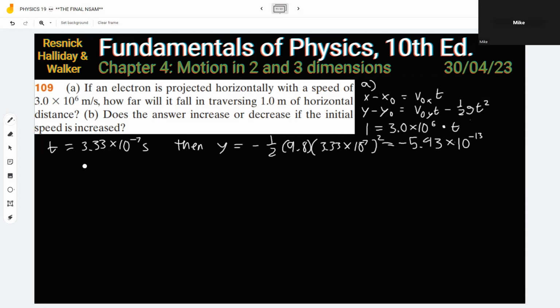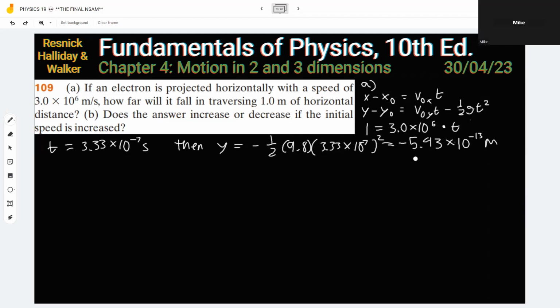Okay, pero meron, di ba? So, does your answer increase or decrease? How far will it fall? Ang kailangan natin magnitude, tapos may unit yan, meter. So, the T is dependent on V0x and X. X won't change, but if you change V0x, T will obviously change because it's dependent on it from this equation. And since Y is dependent on this T, then of course, if V0x changes, Y should change.